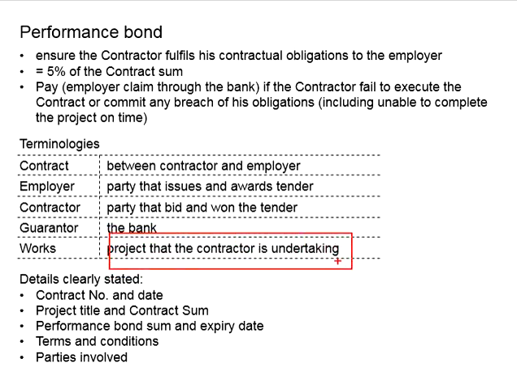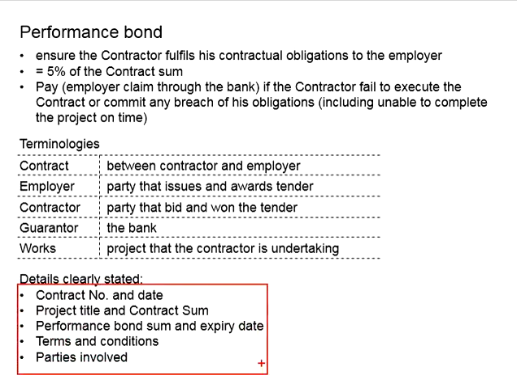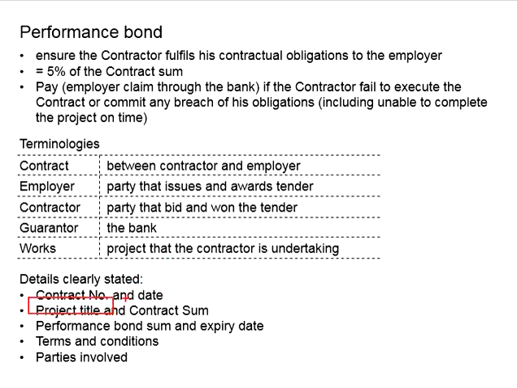contractor is undertaking. For a typical performance bond, the following details are normally clearly stated: the contract number, which is the reference number, and also the dates, the project title, the contract sum, the performance bond sum, the expiry date, the terms and conditions, and also the parties involved.